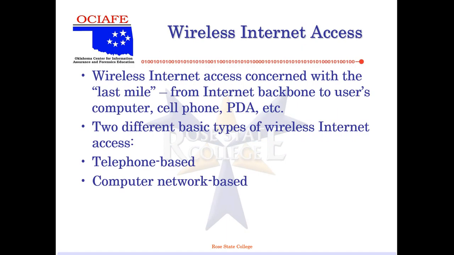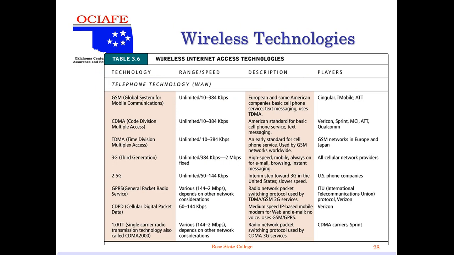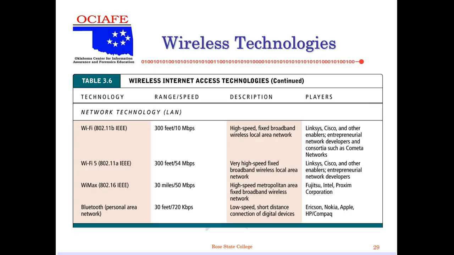What is wireless internet access? Well, wireless is considered your last mile. You have telephone based or computer network based, depending on which way you want to look at it. And here are some different ways you can look at them. You have GSM, CDMA, TDMA, 2.5G, 3G, 4G, 5G, the General Packet Radio Service, or GPRS, the Cellular Digital Packet Data, or CDPD, and then you have your single carrier radios. We also have the 802 standards. You're going to have 802.11b, 802.11a. Remember, A came out after B.